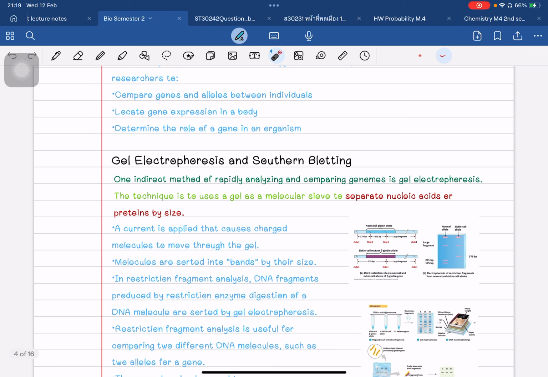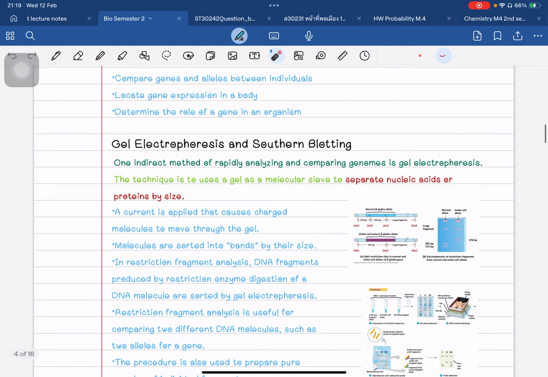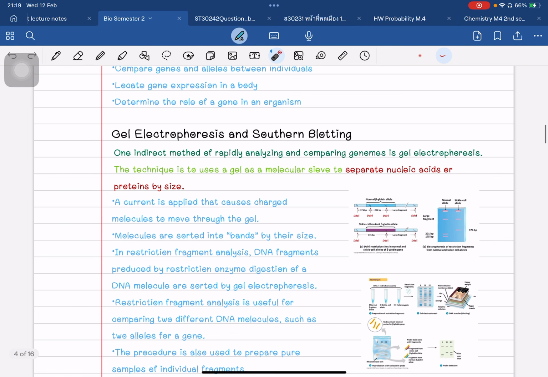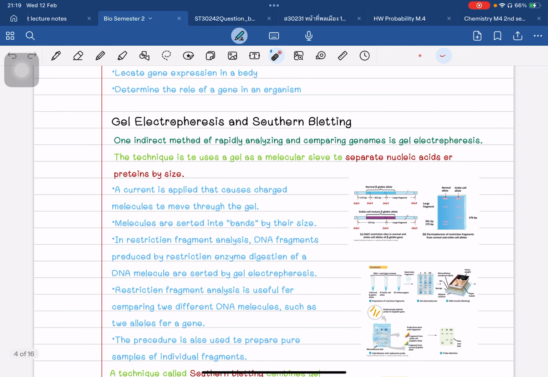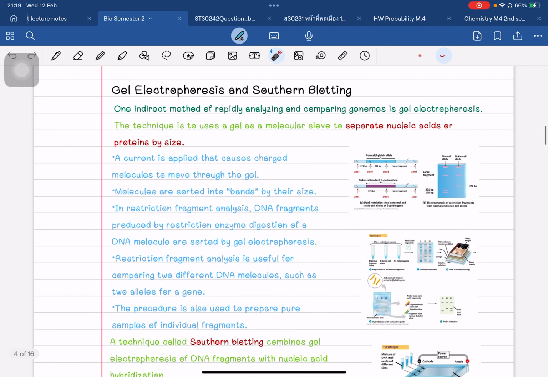Another method is gel electrophoresis and Southern blotting. One indirect method of rapidly analyzing and comparing genomes is gel electrophoresis. The technique uses the gel as a molecular sieve to separate nucleic acids or proteins by size. A current is applied that causes charged molecules to move through the gel.